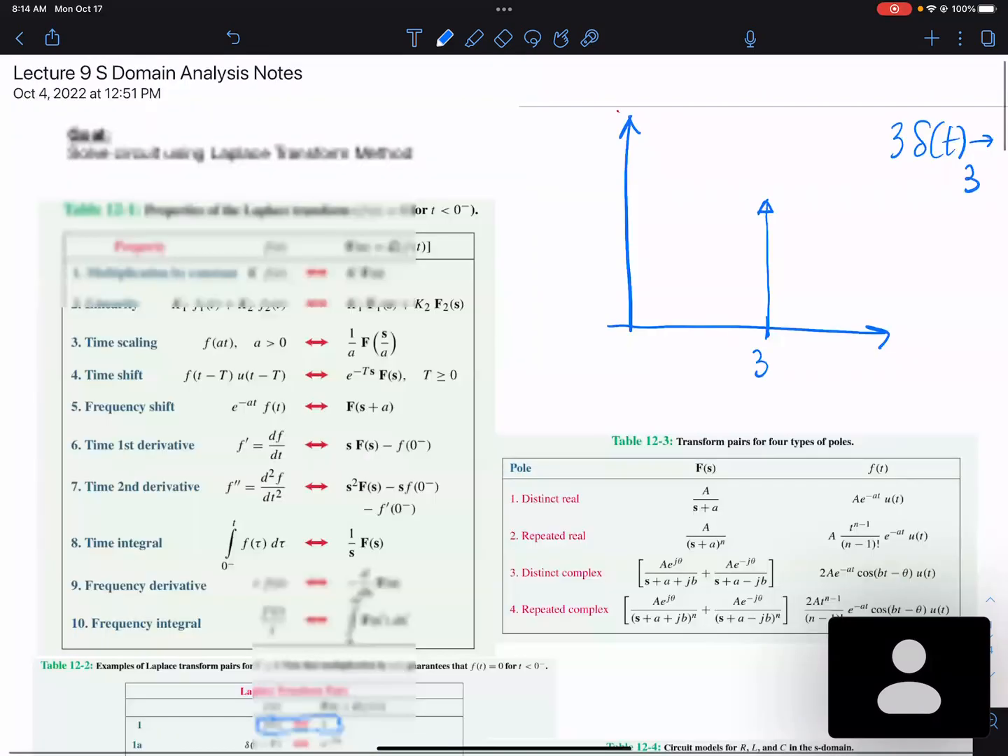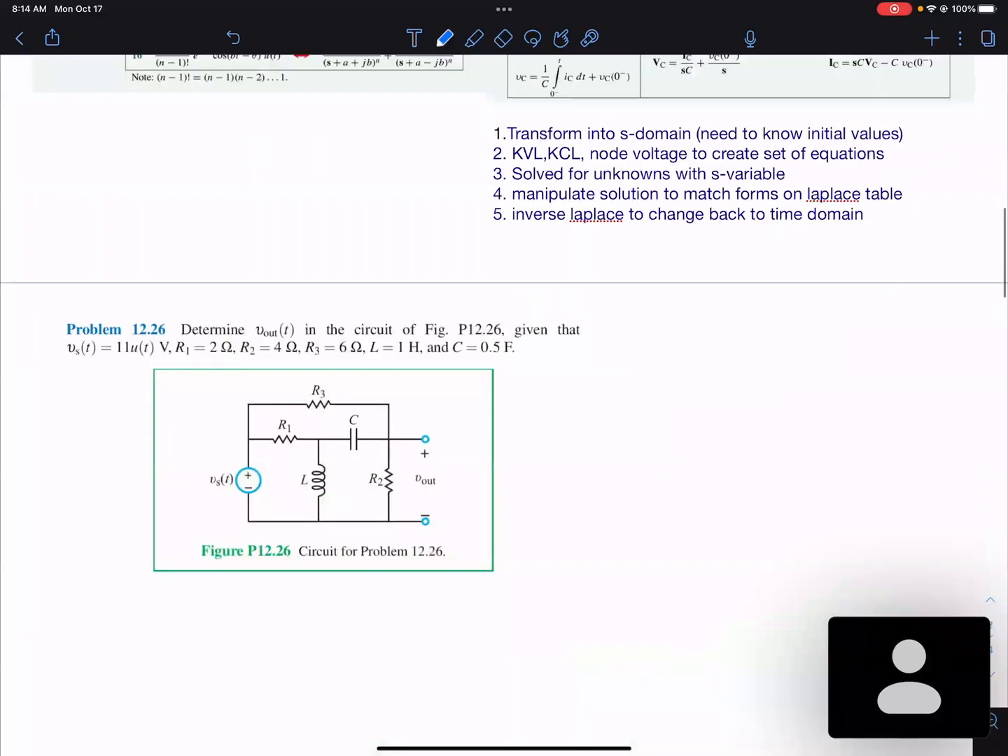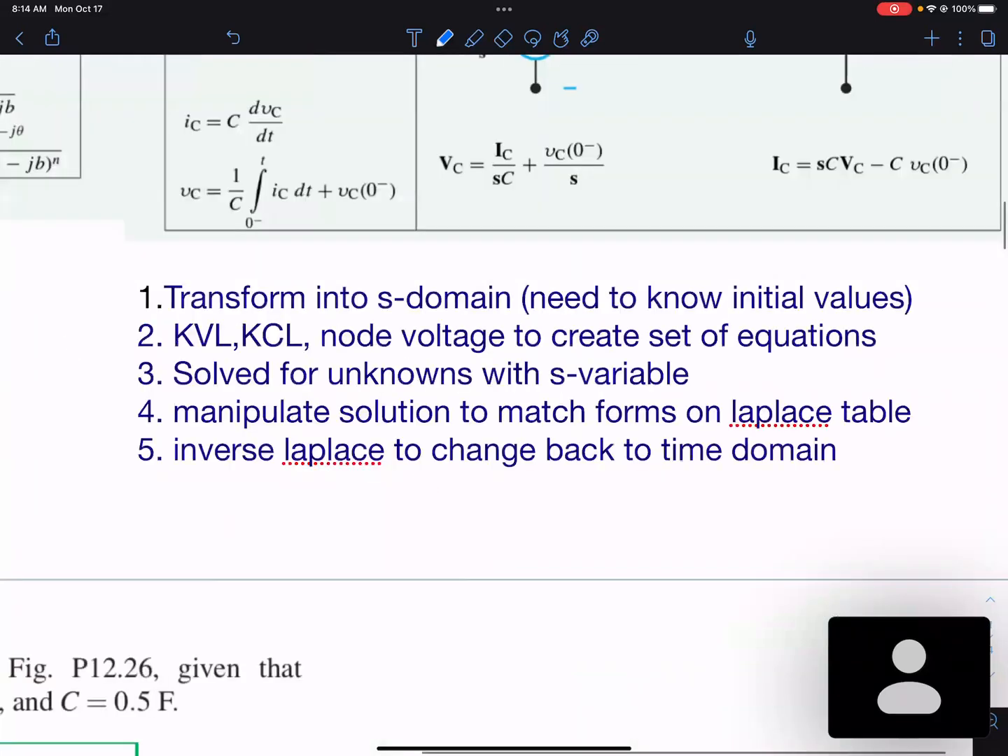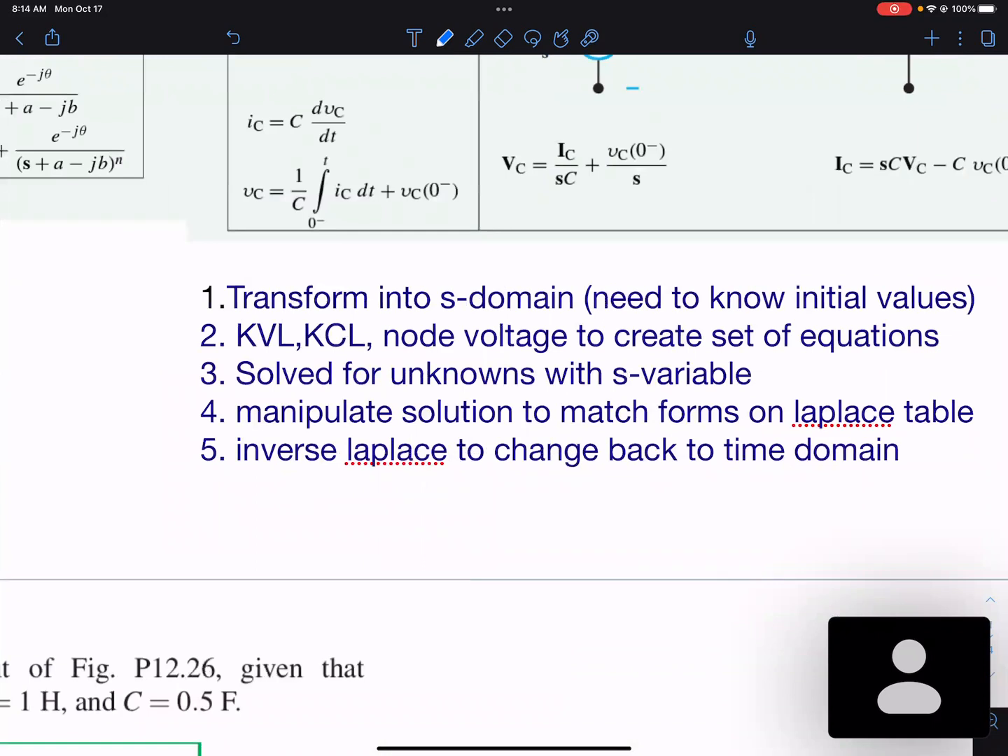Okay, so a review of what we want to do. We're going to transform the circuit into the S domain. You need to know the initial values in order to do that. Then you're going to use KVL, KCL, node voltage, Ohm's law, or any other technique to set up the equations and solve for whatever variable you want in the circuit. It can now be any variable in the circuit instead of just the voltage across the capacitor or the current through the inductor, so it can be a complicated location in the circuit.